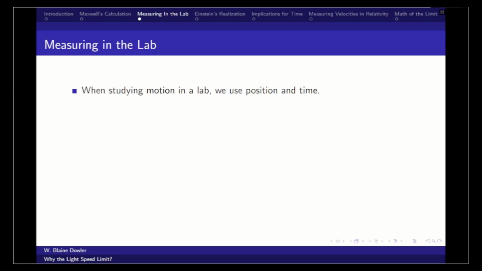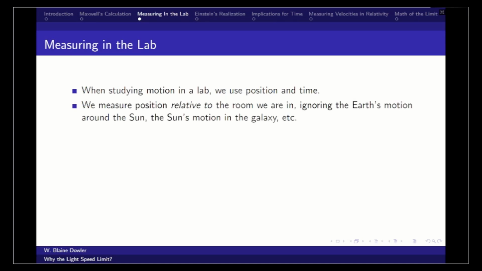So when we're studying motion of any object in a lab, we use both position and time. We measure position relative to the room or something in the room that we are in, ignoring Earth's motion around the sun, ignoring the sun's motion in the galaxy, ignoring the galaxy's motion in the universe, etc. We measure time relative to when we start our stopwatch. These work well enough unless your equipment is sensitive enough to detect the Coriolis force of the Earth rotating on its axis.